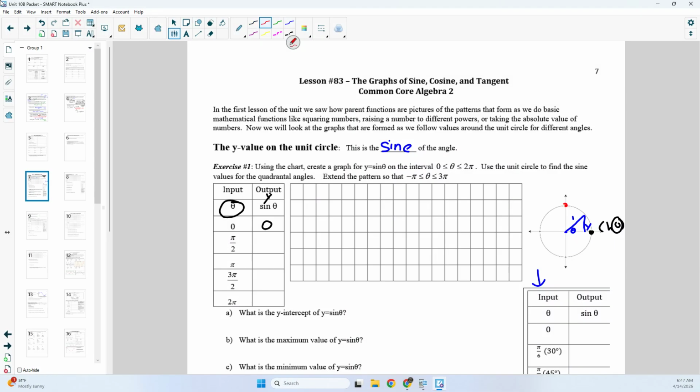When I come up to pi over 2, the Y value is a 1. And this is something if you want to try to get the rest of it. So right here, I have (-1, 0), so my Y value is 0. At 3 pi over 2, my Y value is a negative 1. And here, I have a 0. So I'm going to graph this out. Now, this is brand new and definitely something you'll want to watch.